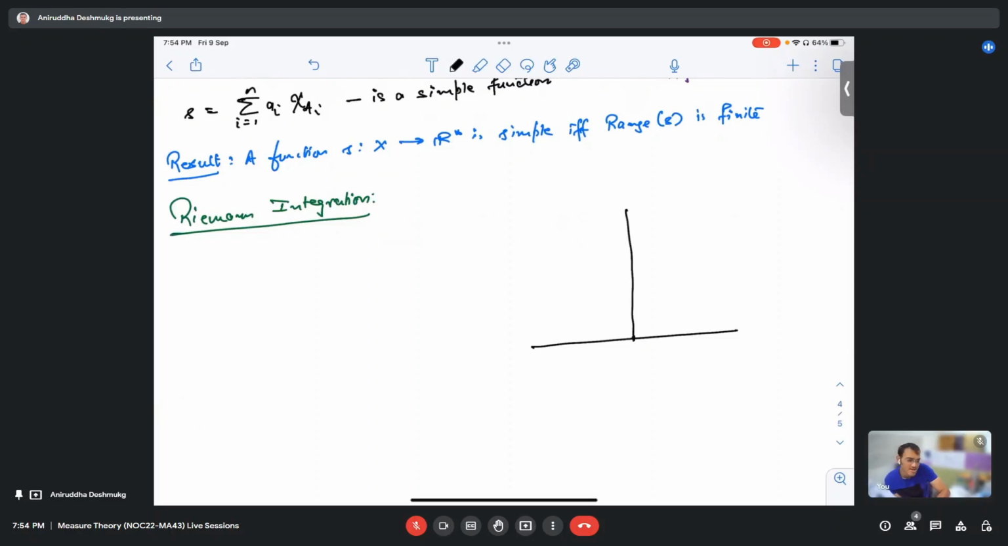Let us take only a non-negative function for the time being, because negative functions require taking the non-negative part and the negative part and all those things. So let us take a non-negative function. Suppose the function is like this, from A to B.